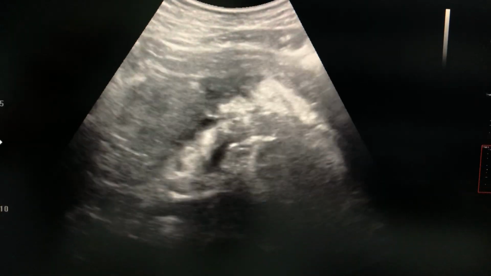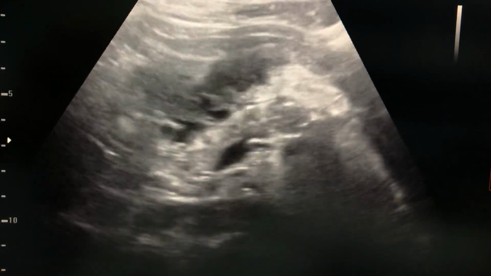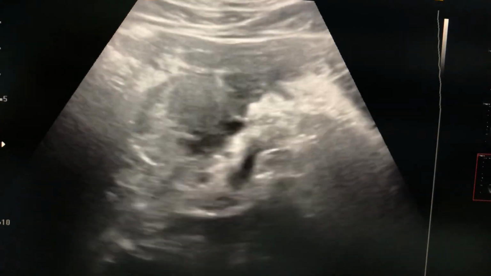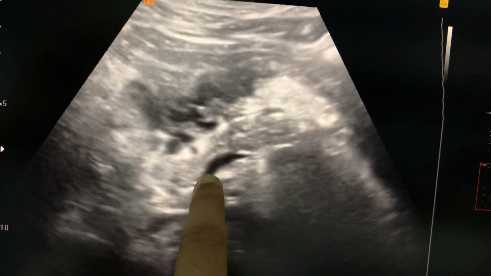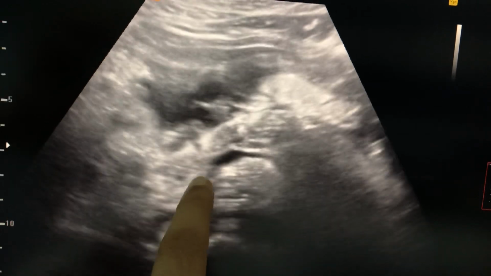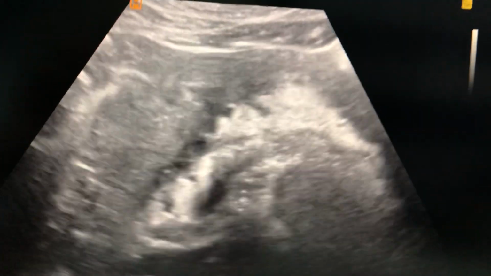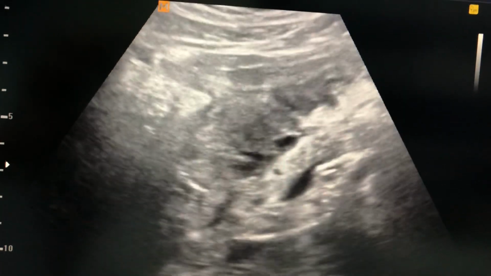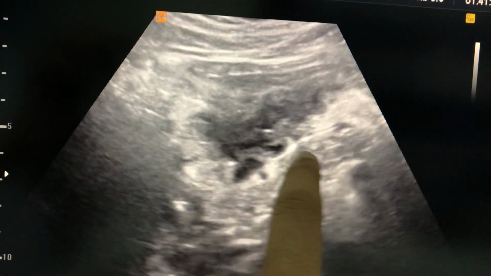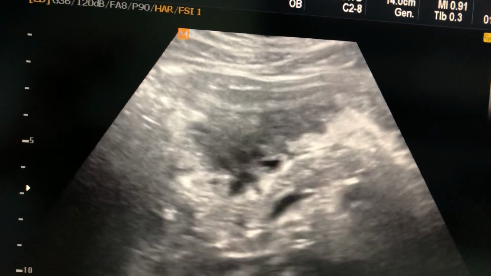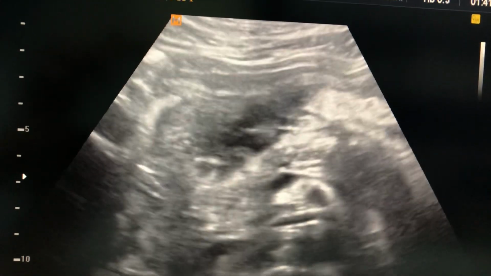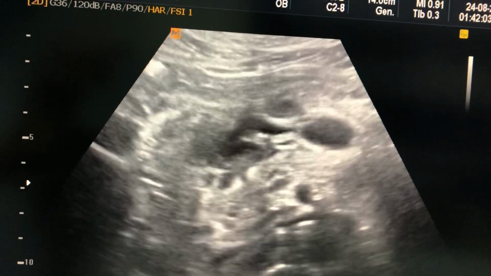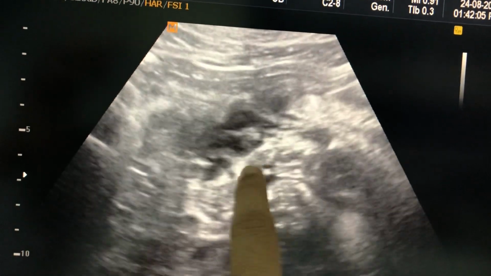Here, if we look at this pancreas, it is a little bit diffusely edematous and has a hyperechoic margin. The margin of the pancreas and the texture are a little bit hyperechoic. A very minute observation, if you observe carefully here.